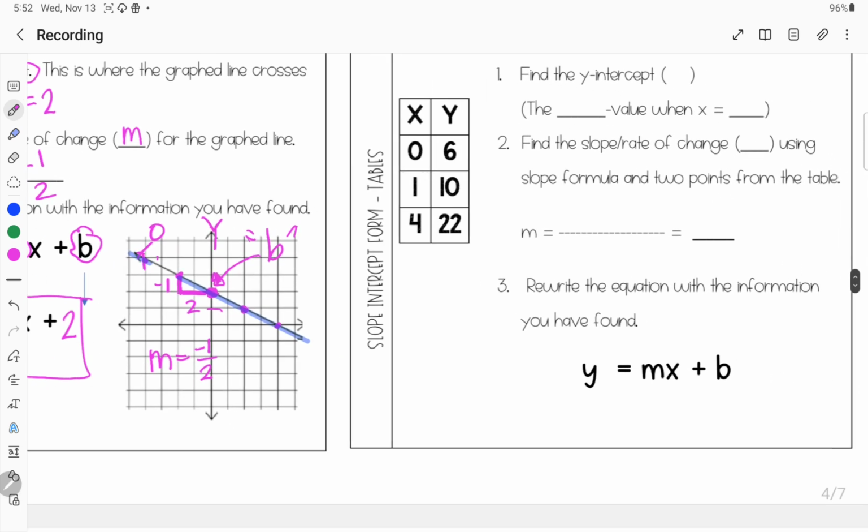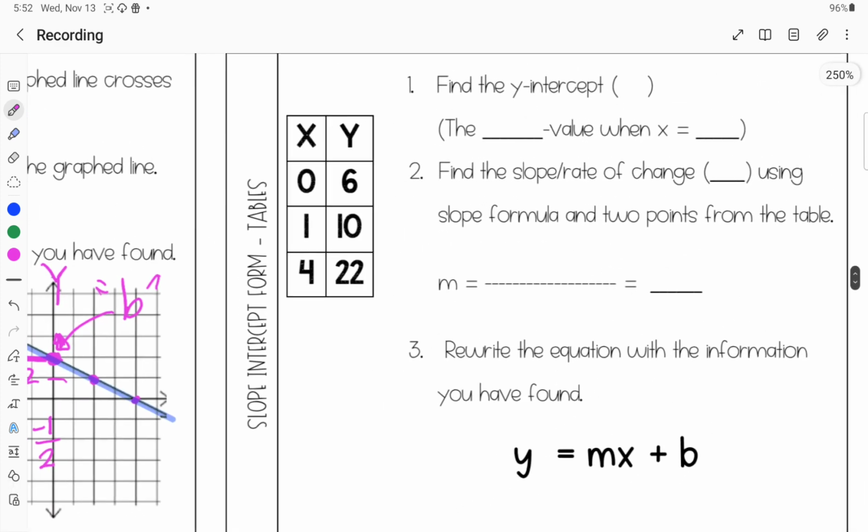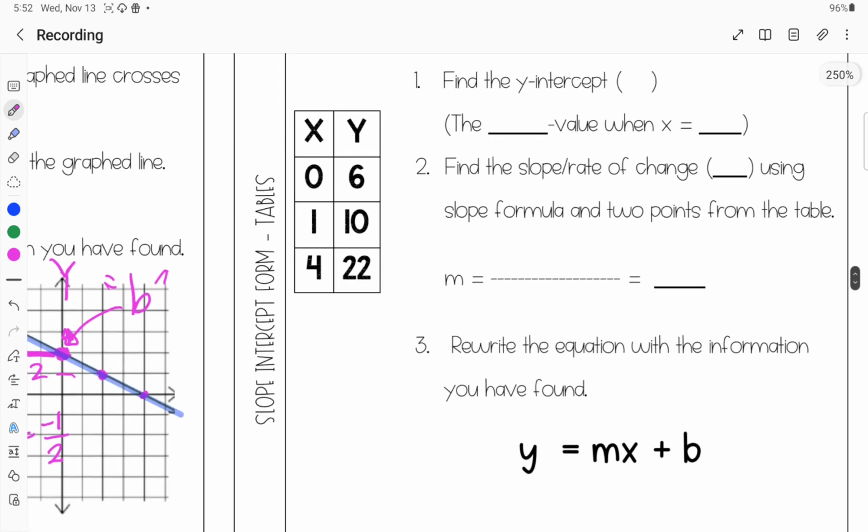The other form they're going to give you is in table form. So it's going to look like this. And in table form, it just requires a little bit more work. It's not hard, it just requires more work. So first thing we're going to do is still find our y-intercept, which is still b. We need to find the y value when x equals 0.